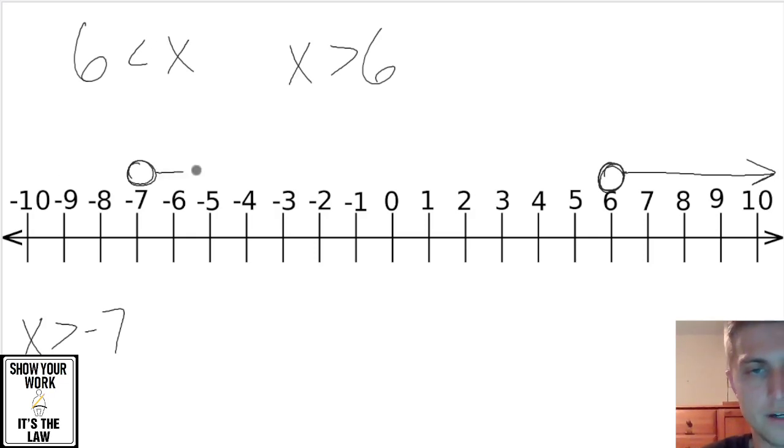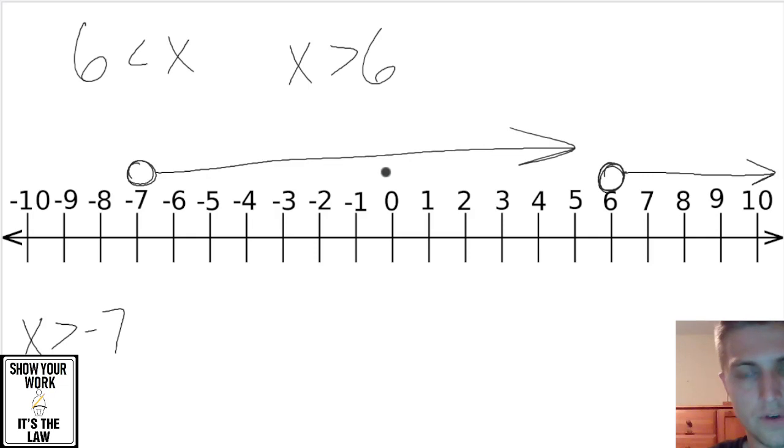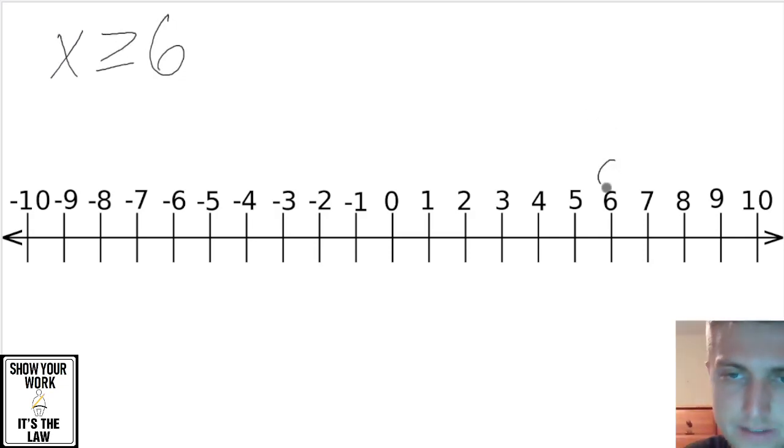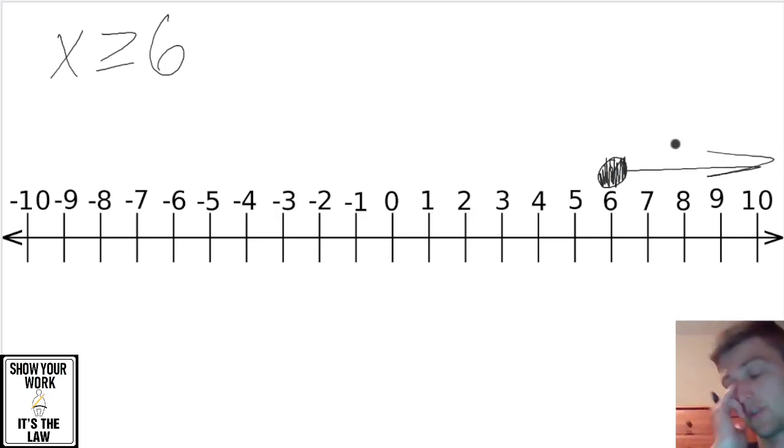It's going to be greater, so it's going to go to the right. Okay, let's take a look at some others. What if we had x is greater than or equal to 6? Now, the only difference, we still find 6 and circle it, but now because it could equal 6, we fill it in. So we use a solid circle, and it's still going to be greater than.